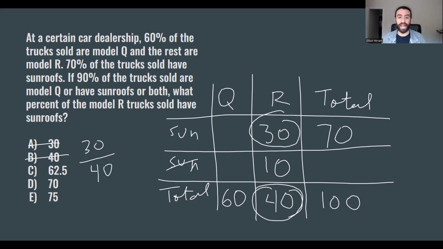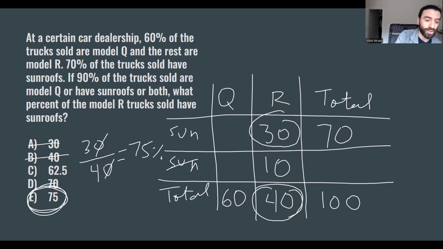And you don't need to memorize a lot of fraction percent conversions for test day, but a really good one to know, and maybe you knew before you even started studying for the GRE, that 30 over 40, that's the same as 3/4, right? And every fourth is equal to 25%. So 3/4 is equal to 75%. And answer choice E is correct.